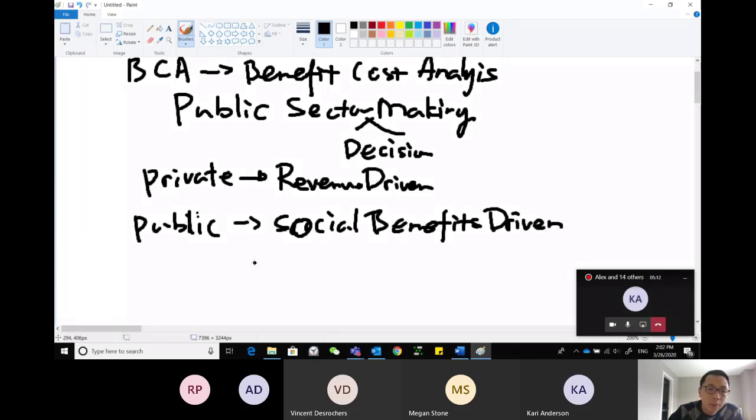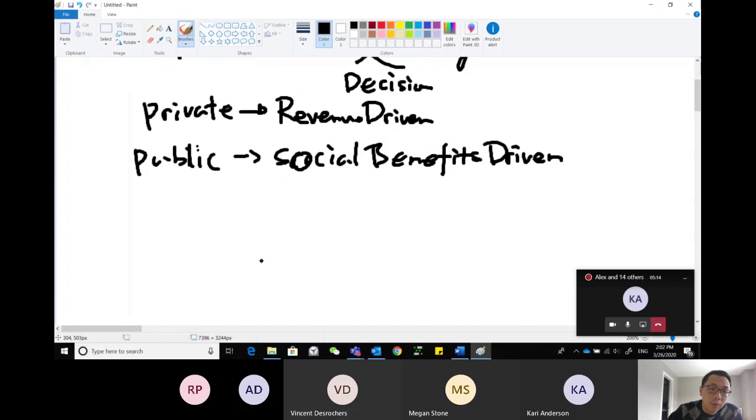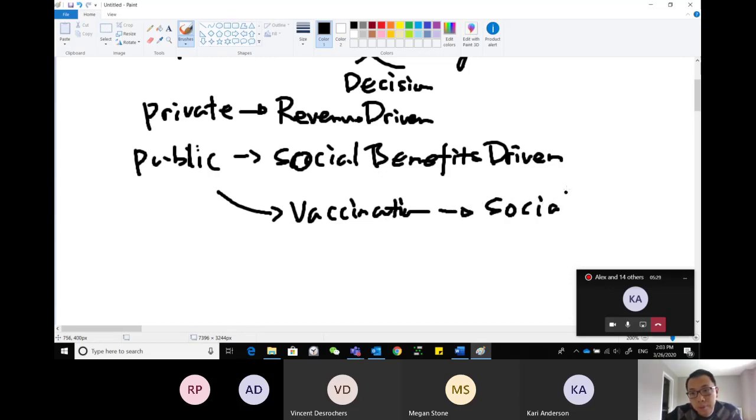An example of this is the coronavirus situation right now. If the government launches a vaccination, the vaccination is more for social benefits purposes, so to speak. It's more for the people, not for the purpose of making money, compared with the private sectors.